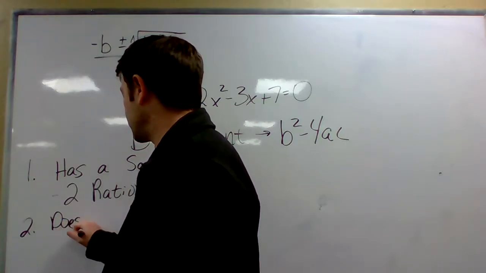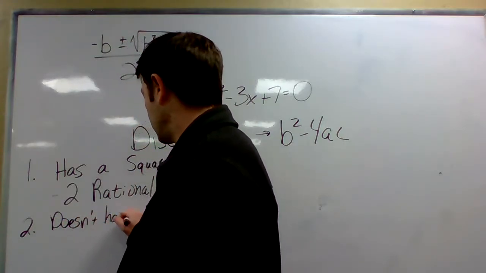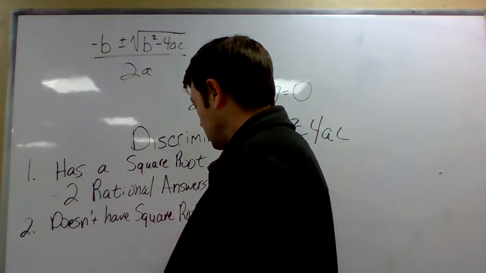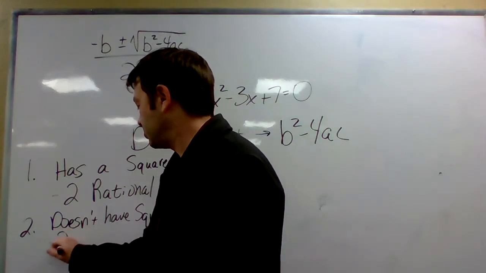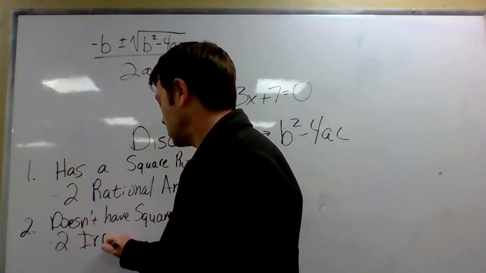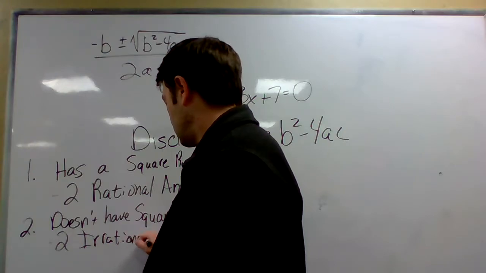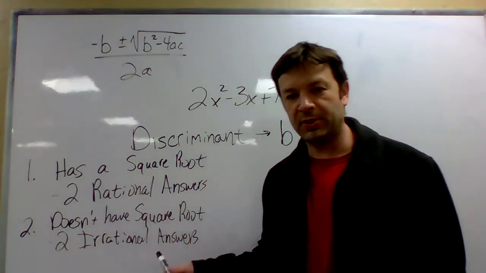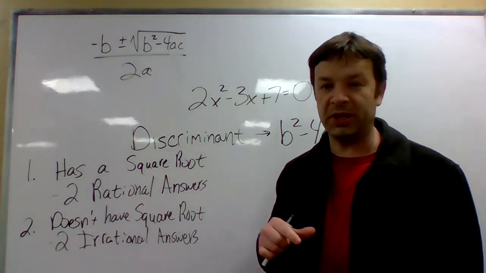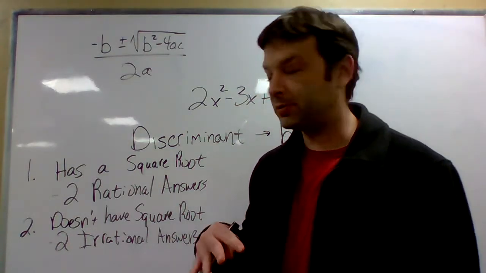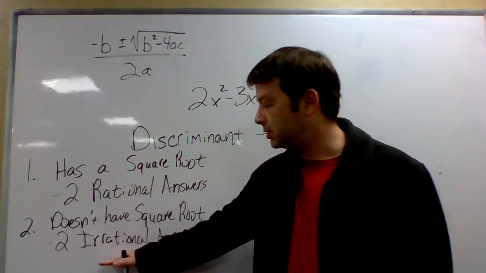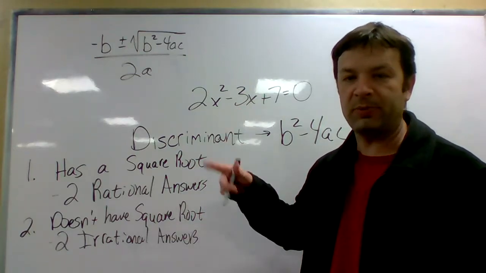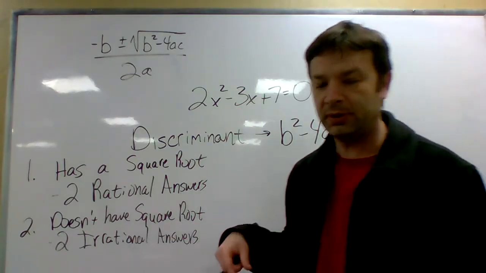I'll call this one doesn't have a square root, and that would give us two weird answers, two irrational answers. Like the square root will still be in the answer if you don't change it to a decimal. So that's what happens when you get a weird number up here. That would have been like the last couple problems on last week's.